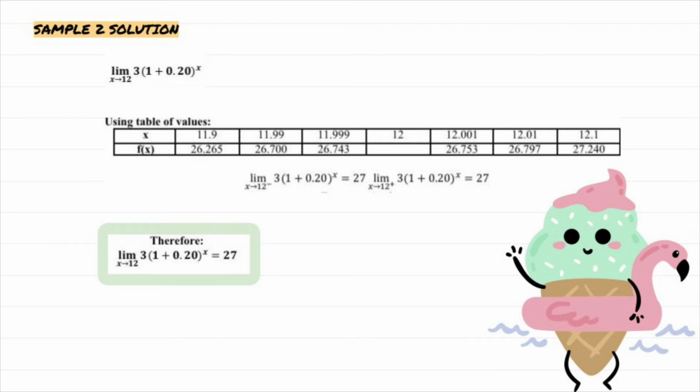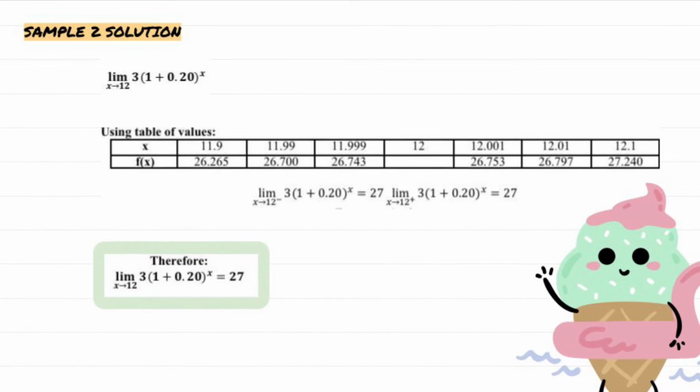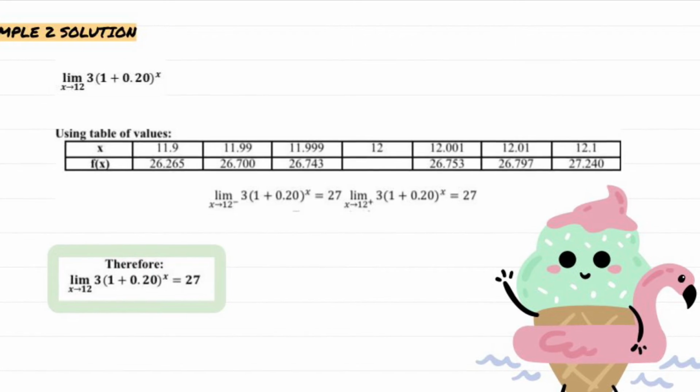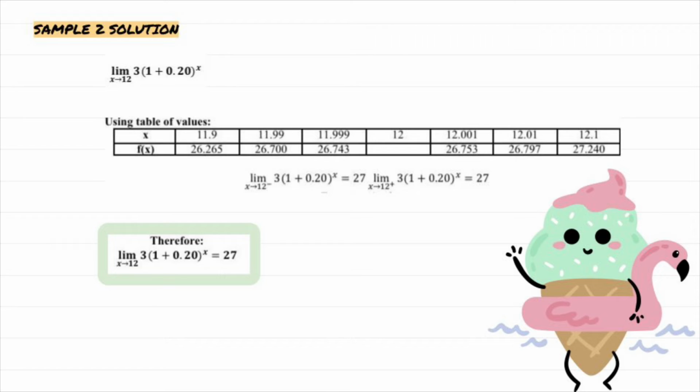Once your table of values is complete, it should look similar to what is being flashed on the screen right now. Observe once more how as we get closer to 12, coming from the left side, our y values increase towards the value 26.743 or 27 when rounded off. The same thing is happening as we approach from the right. We can see that y values are decreasing towards 26.753 or 27 when rounded off. Since our left and right limits are equal, our limit as x approaches 12 of this function is equal to 27.